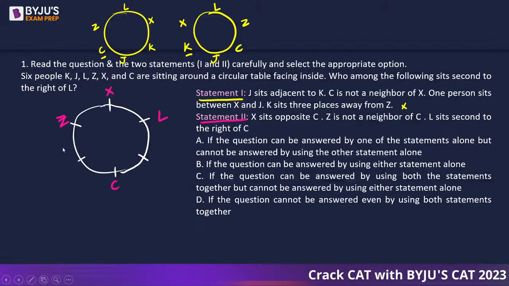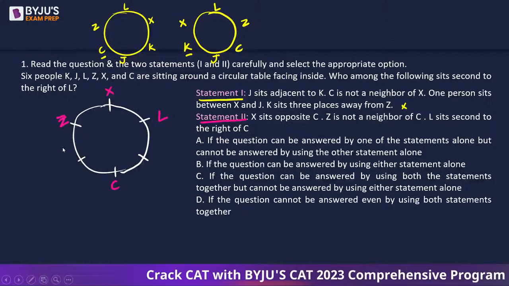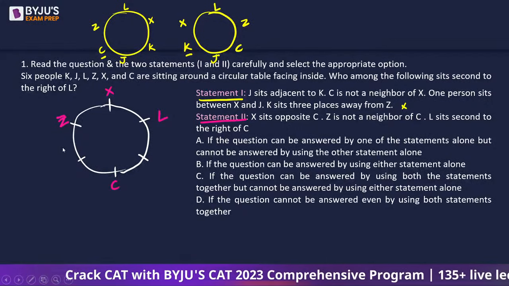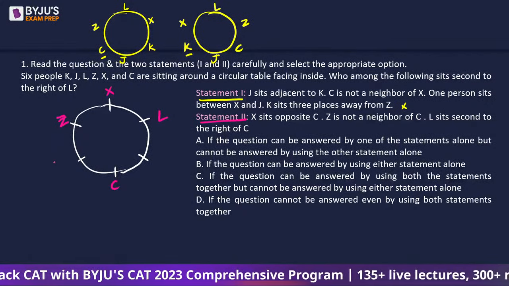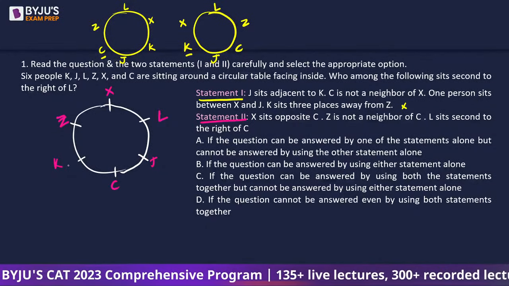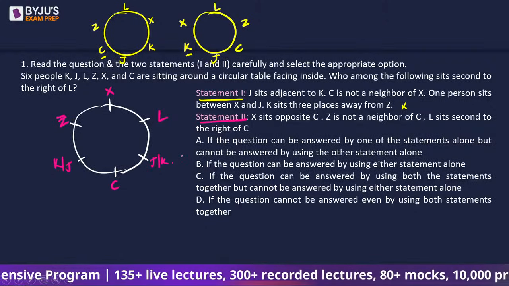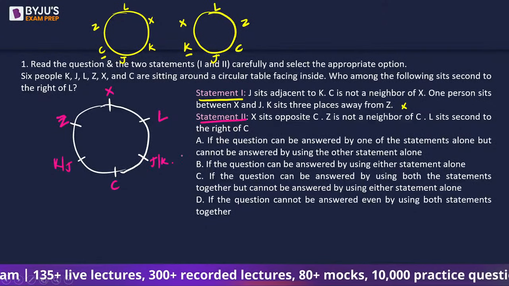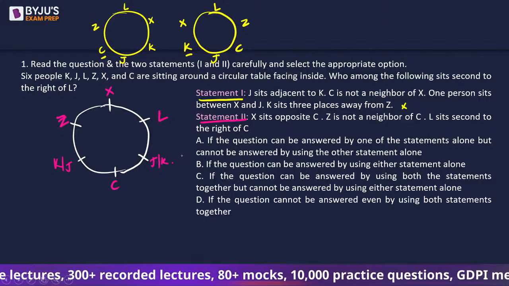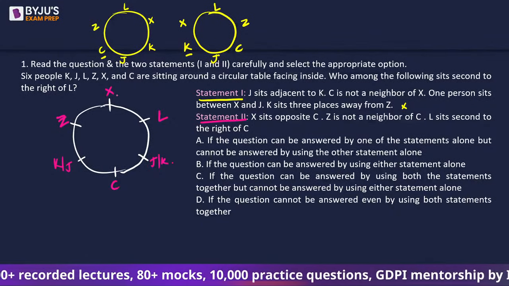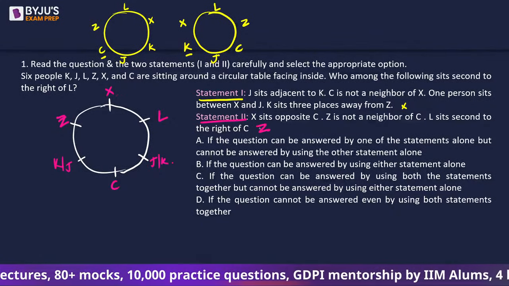Now we do not know where K and J are sitting. So K may be sitting here, J may be sitting here, or J may be sitting here, K may be sitting here. We get two cases for the second statement as well. The question asked is, who sits second to the right of L? So L is seated here, second to the right is definitely Z.